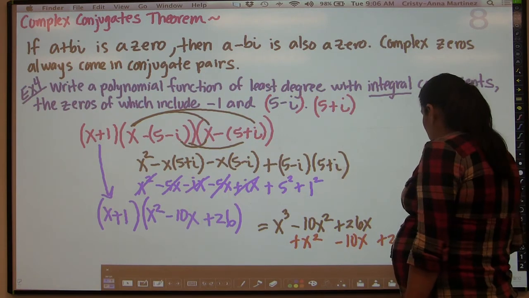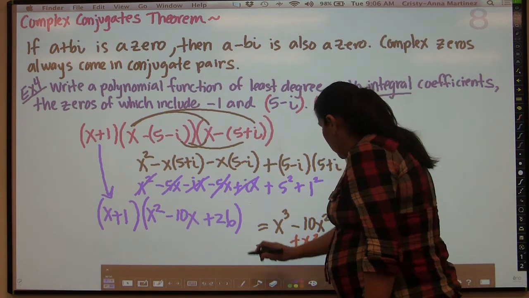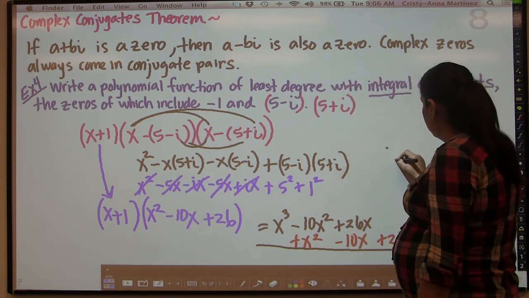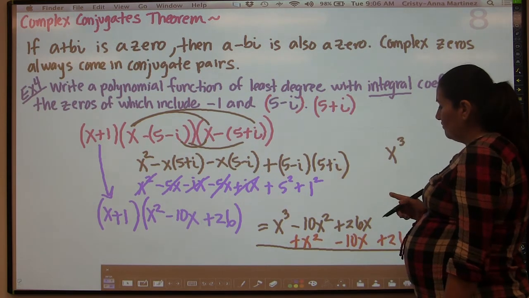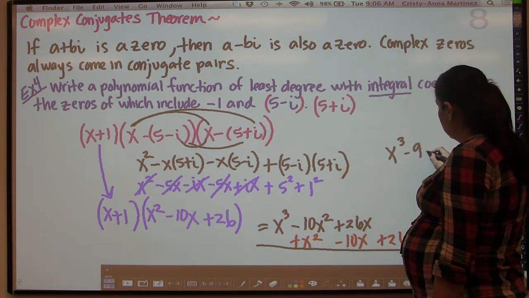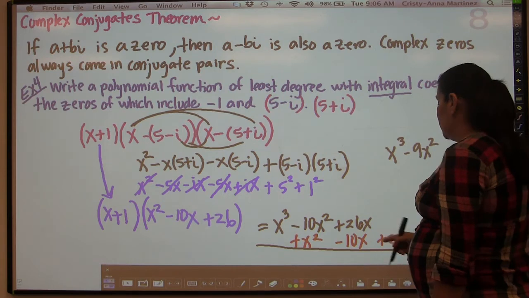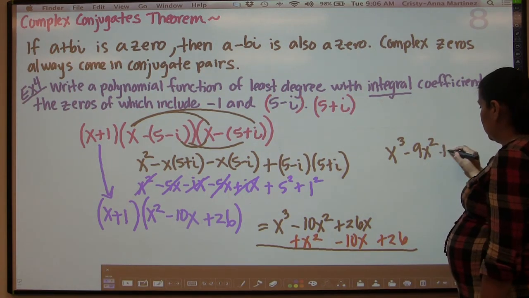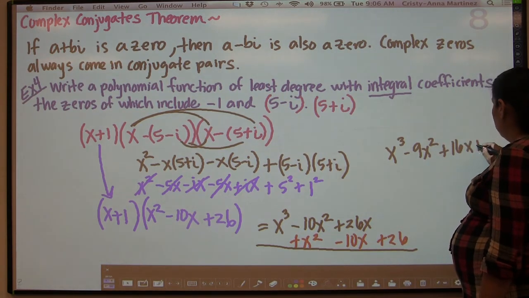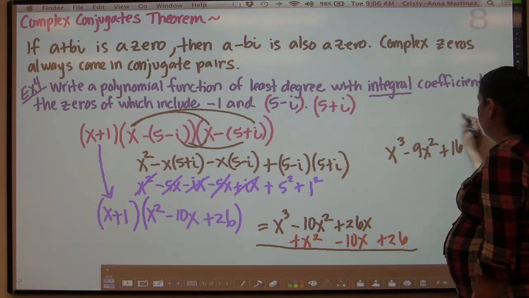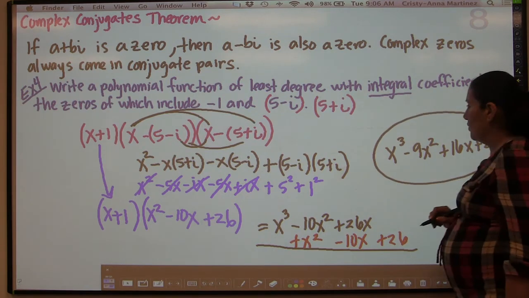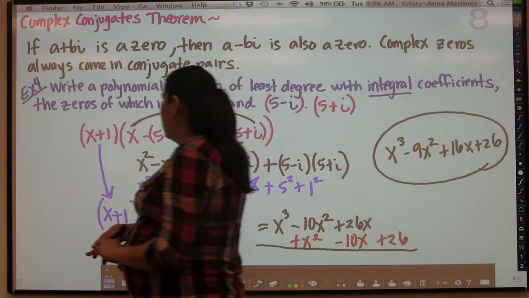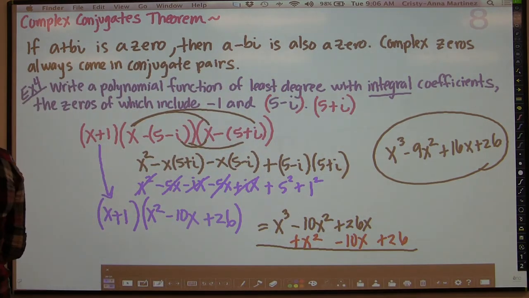So now we can add up our like terms and get our final answer: x cubed, negative 10 plus 1 is negative 9x squared, 26 minus 10 is 16x, and then plus 26. So here we have our polynomial of least degree, which is a cubic, that has the zeros negative 1, 5 plus i, and 5 minus i.